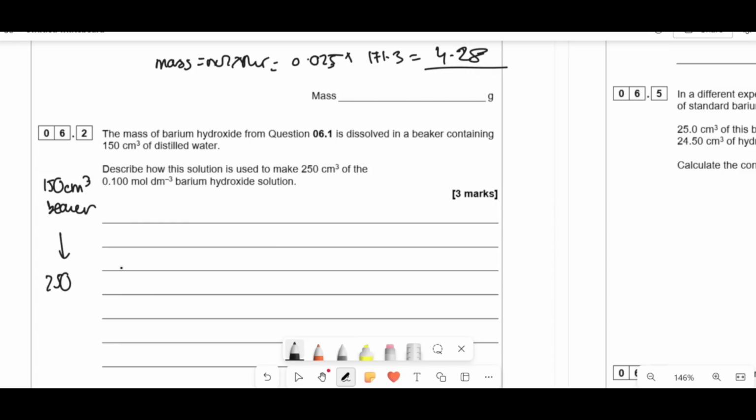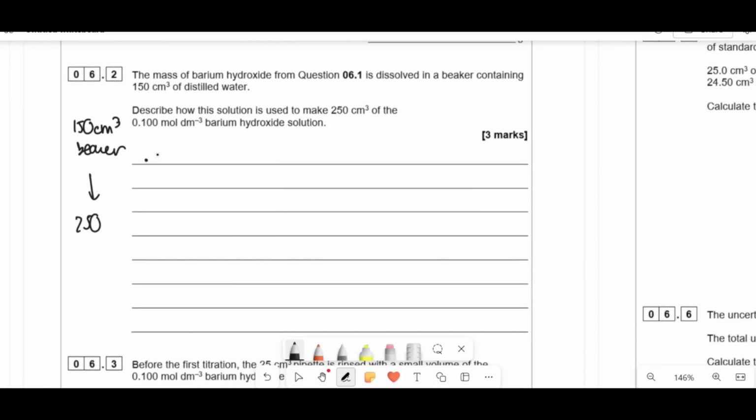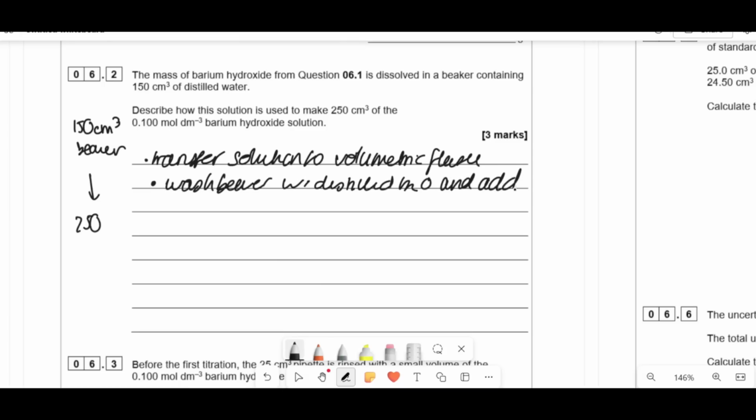So first of all, it's in a beaker, so we need to put it in the big thing that we love using, a volumetric flask. So transfer the solution to a volumetric flask. But then we also don't want to lose anything. We want to make sure it's the right amount. So you wash the beaker with distilled water and add the washings, because you want to put those in the VF. I write VF for short because I'm lazy, you write the whole thing, volumetric flask. And then you make up to the 250 centimeter cube mark.